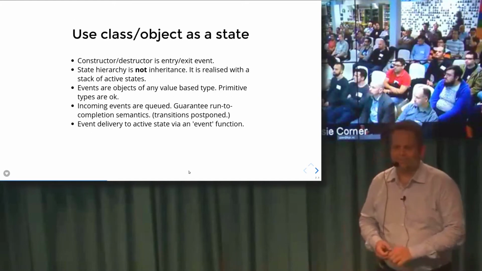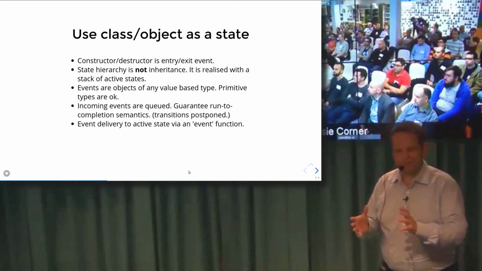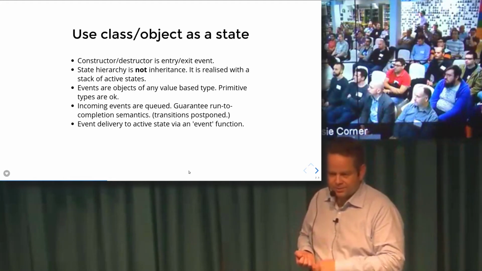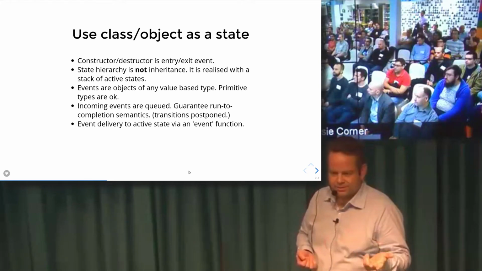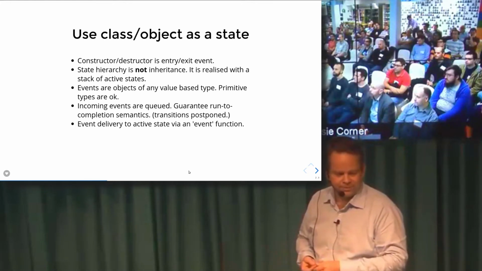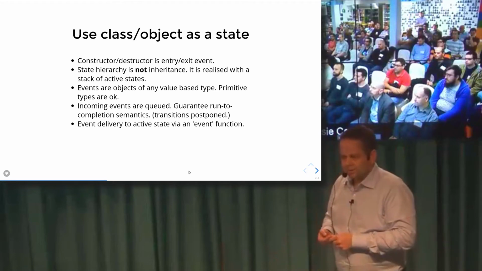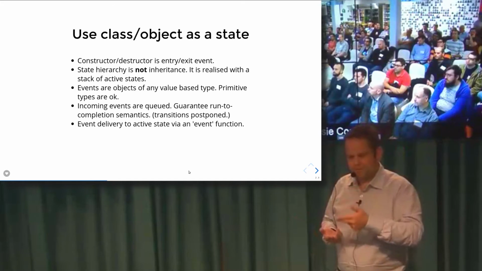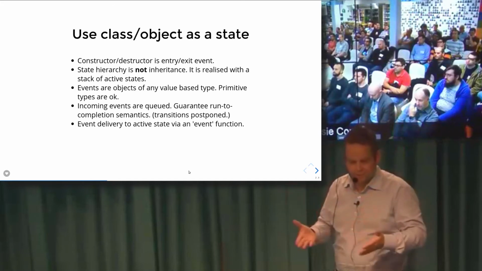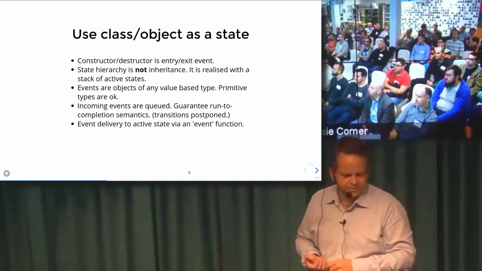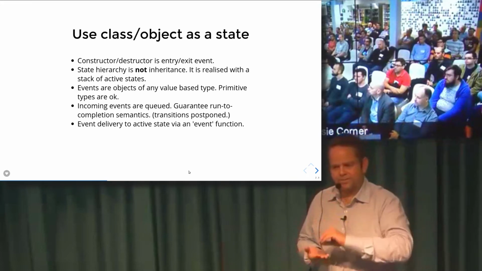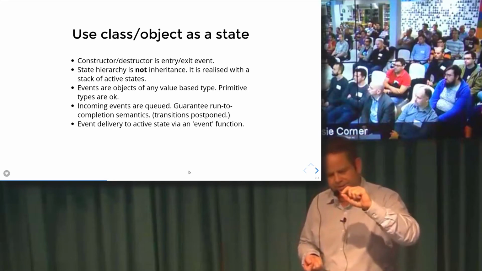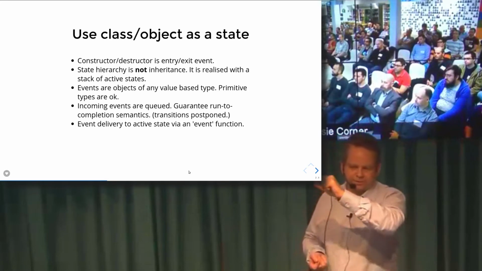So the basic idea, the classical one: use an object or a class to model a state. Some nice benefits: you can use the constructor for the entry action and the destructor for the exit action. Very easy. When you start thinking about this, you start wondering, can I use inheritance to model this state hierarchy? And no, you can't, because the lifetimes are different. So it's more like a stack of objects where you construct the states on top of each other, and then you destruct them when you go down and construct them again when you go up.